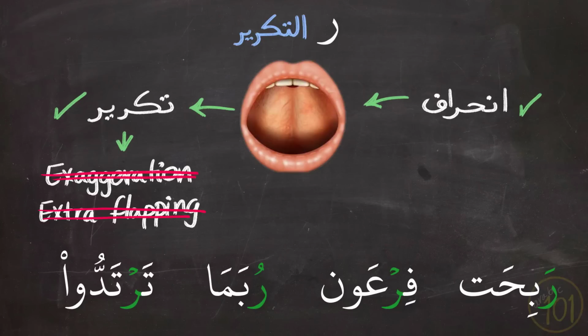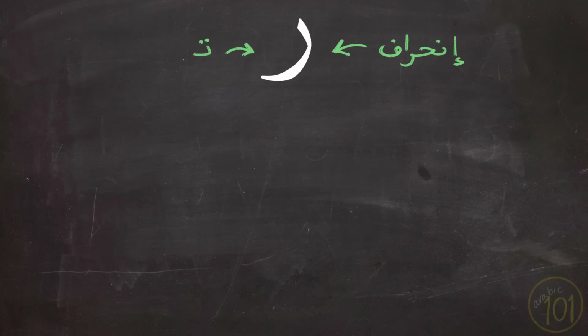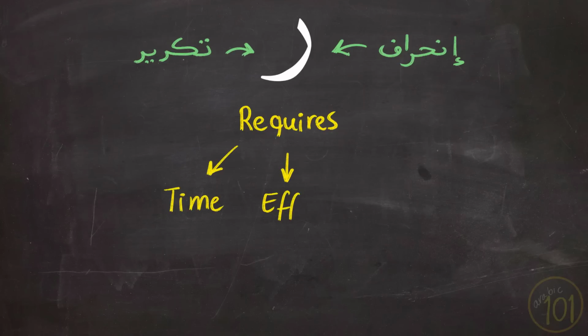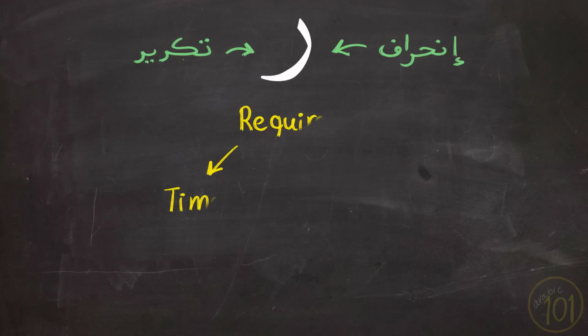Tartaddu. Finally, it is also important to know that if you have been pronouncing ra in a different way for years because of your mother tongue, it would require a lot of practice to make the tongue behave in a different way. So be patient and don't give up too quickly on it. And insha'Allah, you will get there.